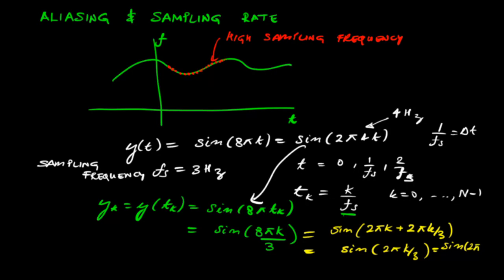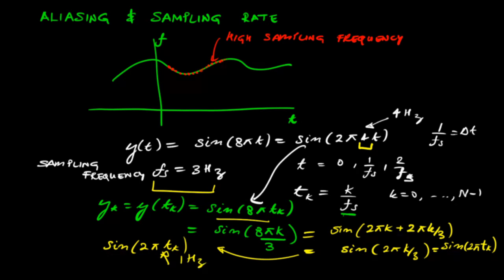sine of 2 pi t subscript k. So what this means is that even though our continuous signal has a true frequency of 4 Hz, because we have sampled our signal at 3 Hz, the discrete signal appears to have a frequency of 1 Hz, because the discrete signal, which is sine 8 pi tk, can also be written as sine 2 pi tk. That means this has a frequency of 1 Hz.